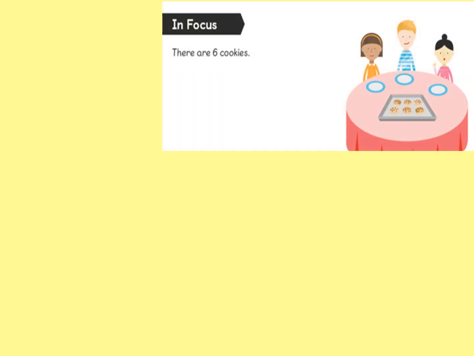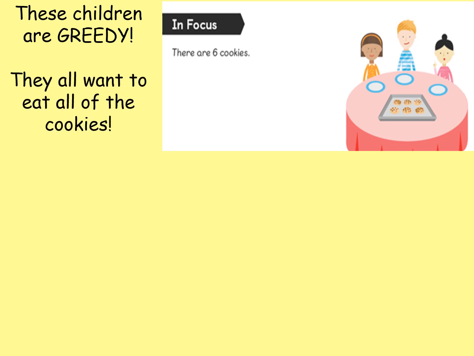Okay, guys, so let's have a look at the picture I've just put up. We've got 3 children and there are 6 cookies. So now these children are greedy. They all want to eat all of the cookies. So each one of them wants to eat the 6 cookies. The young lady on the left wants to eat the 6 cookies. The boy in the middle wants to eat the 6 cookies. The girl on the right wants to eat the 6 cookies. But that wouldn't work, would it? Because only one of them could have all 6 cookies.